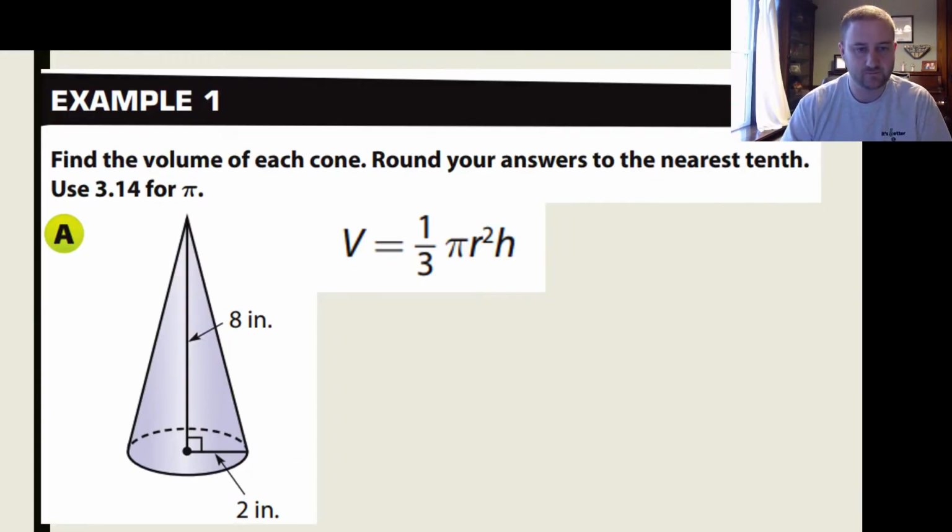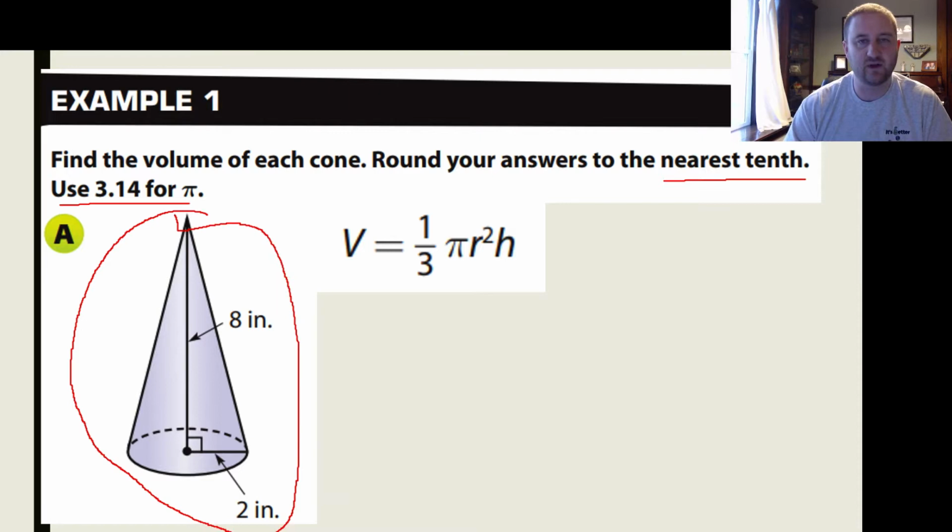Okay. All right. So example 1, we want to find the volume of each cone. Round your answers to the nearest tenth. And we're going to use 3.14 for pi. Remember, if it says use 3.14 for pi, you actually want to use 3.14. Don't type in the pi symbol, because that's going to get you a slightly different answer than if you're using 3.14 for pi.